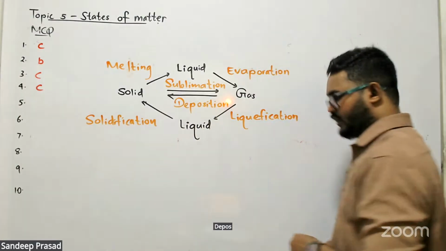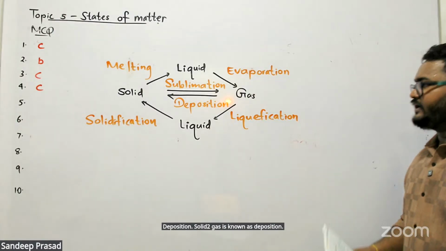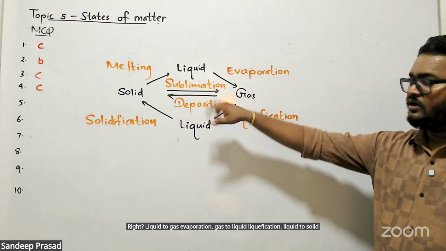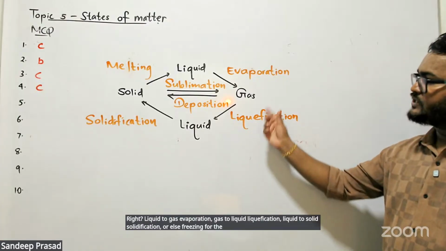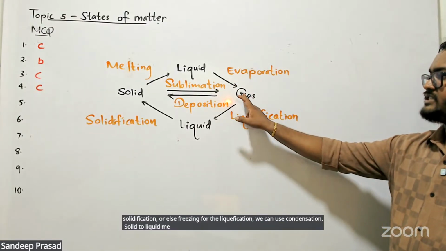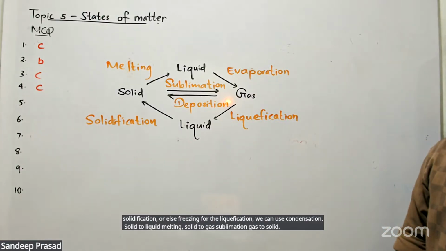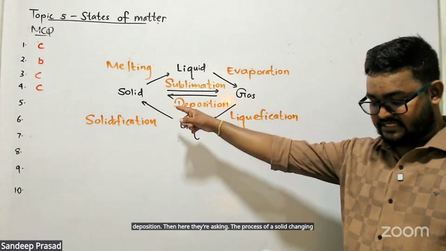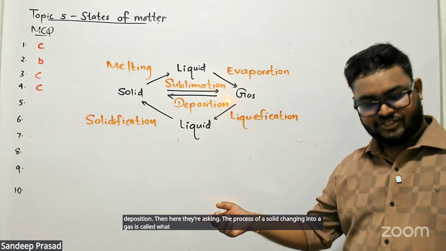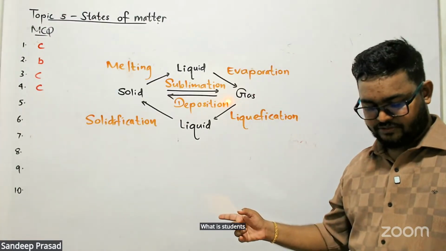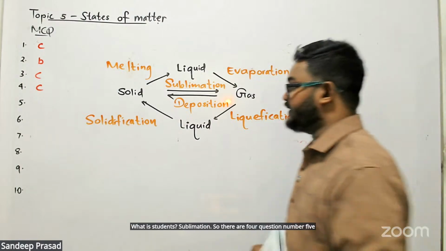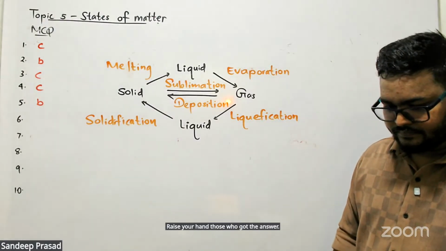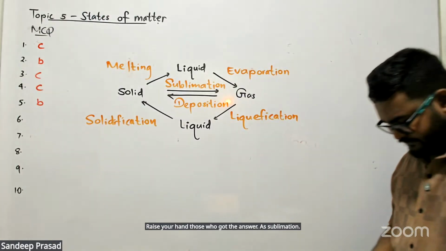Deposition. Right? Liquid to gas, evaporation. Gas to liquid, liquefaction. Liquid to solid, solidification, or else freezing. For the liquefaction, we can use condensation. Solid to liquid, melting. Solid to gas, sublimation. Gas to solid, deposition. Then here they are asking, the process of a solid changing into a gas is called what? Sublimation. So therefore, question number 5, answer should be B. Raise your hand those who got the answer as sublimation. Good.